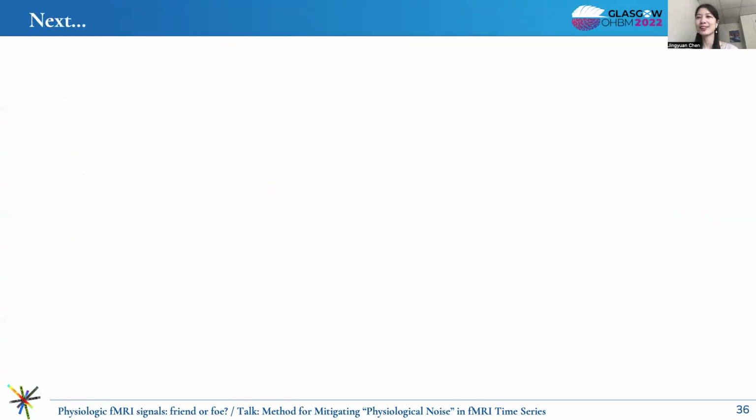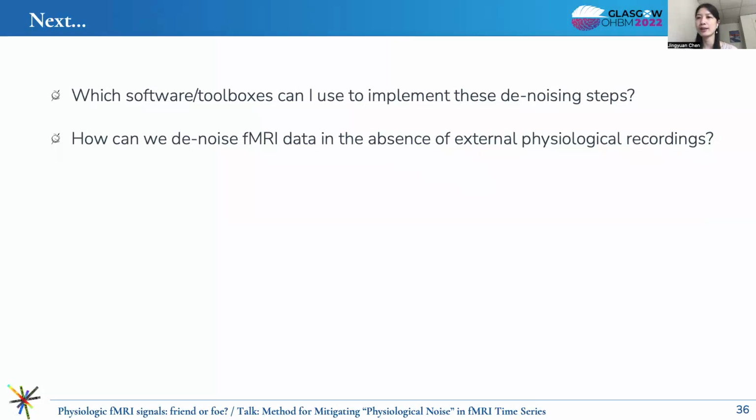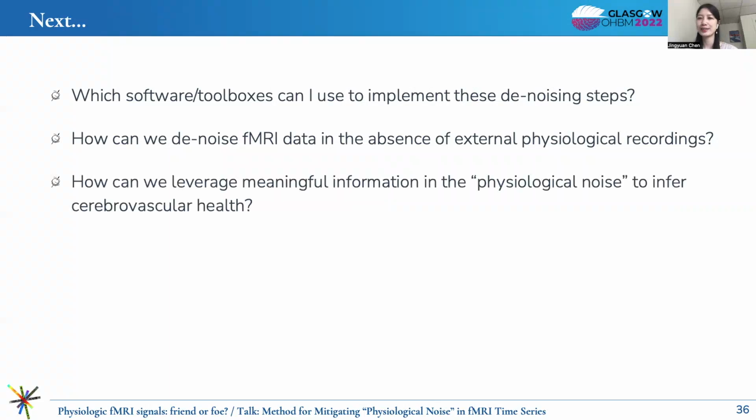Okay, so now you may wonder, after knowing all these approaches, which software or toolbox you can use to implement these model-based denoising approaches? And what if these external recordings are missing or have very poor quality? Can we mitigate noise from the inherent information from the data itself? And finally, while here we view these physiodynamics as noise that may confound interpretations of neurogenic responses, we can also leverage the rich information extracted from the physio processes to infer cardiovascular health in both task and resting state sessions.